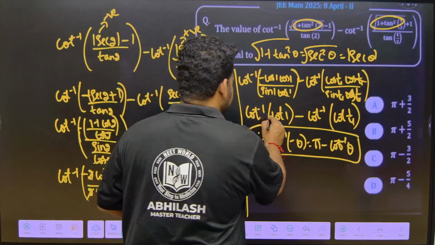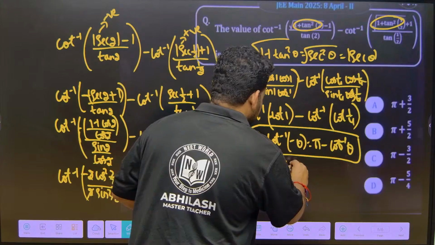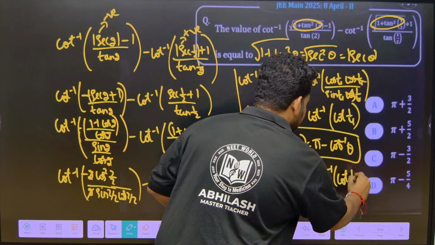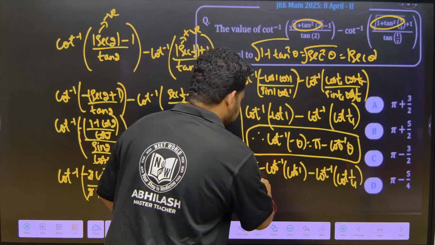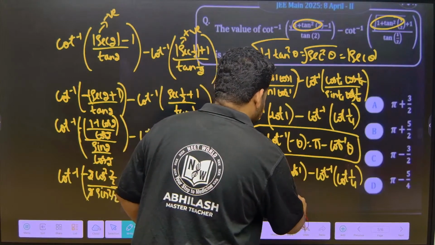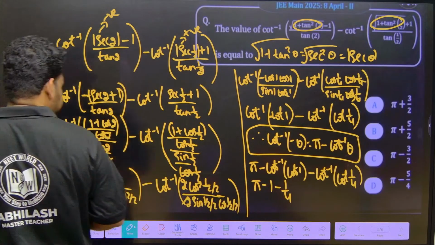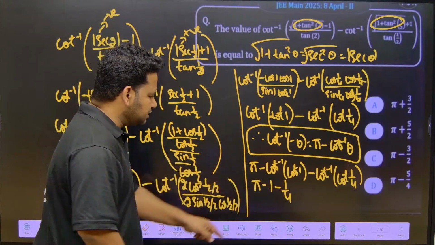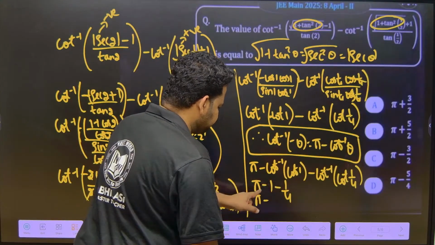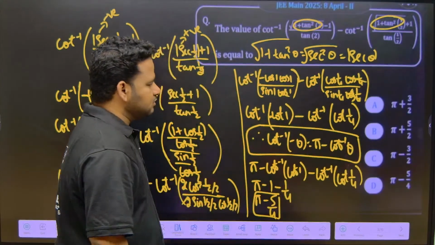So this will become, minus is there, pi minus cot inverse of cot 1 minus cot inverse of cot 1 by 4. Now cot inverse of cot 1 is 1, and cot inverse of cot 1 by 4 is 1 by 4. So pi minus 1 minus 1 by 4. Taking the LCM, 4 minus 1 will become 5 by 4. The answer is pi minus 5 by 4.